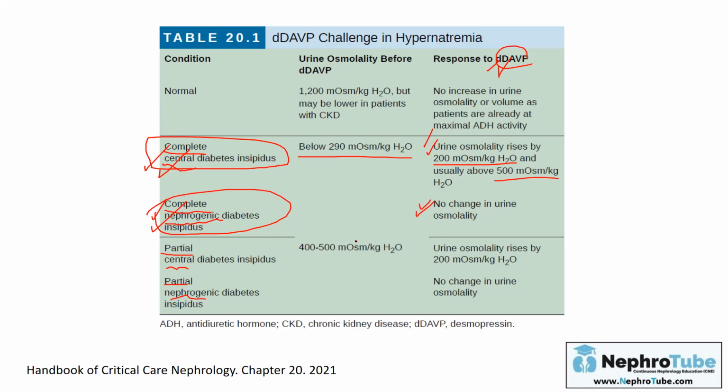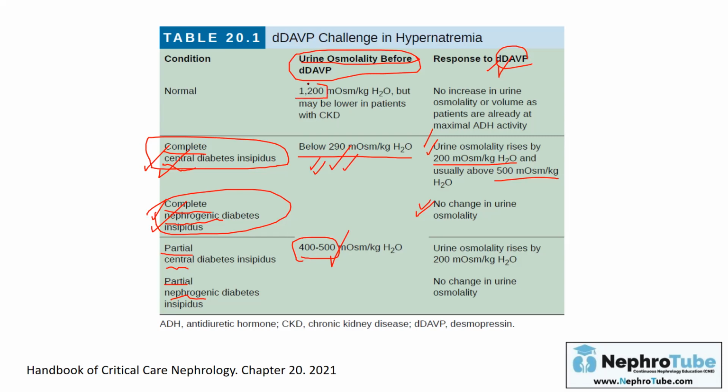But here, before the deprivation, we will find the urine osmolality. Sorry, there is a mistake in what I said. This is not before the deprivation, here or here. This is before the administration of desmopressin. I mean, this is at the end of the deprivation.